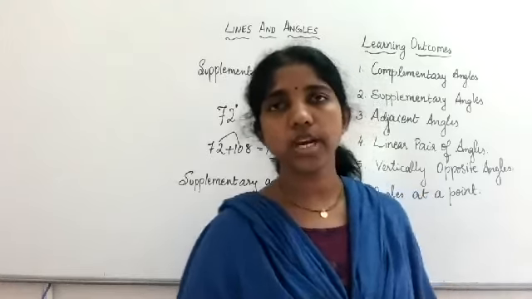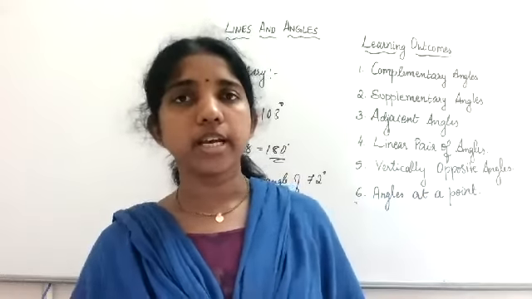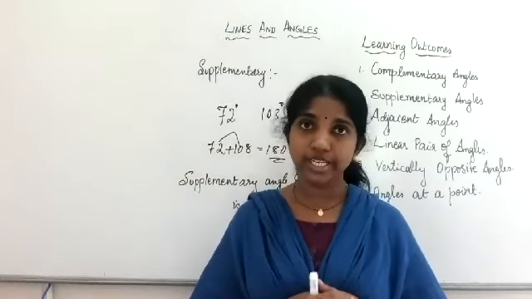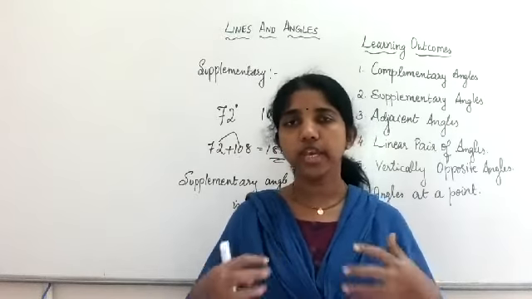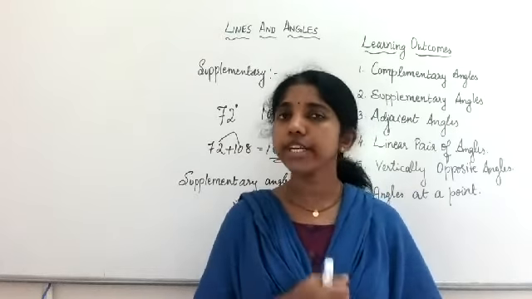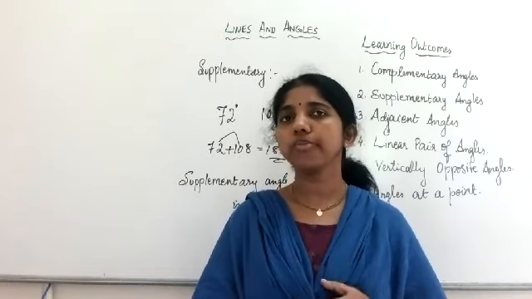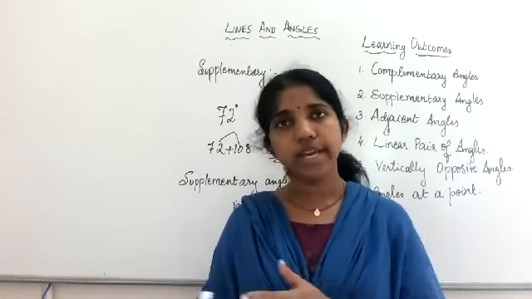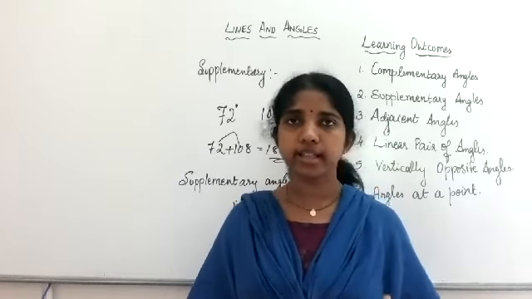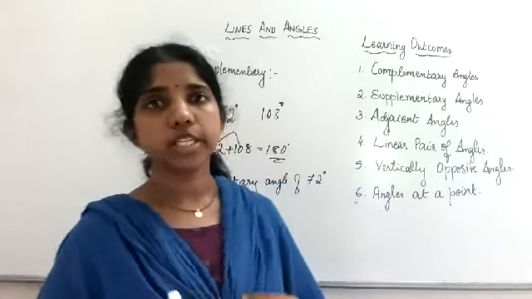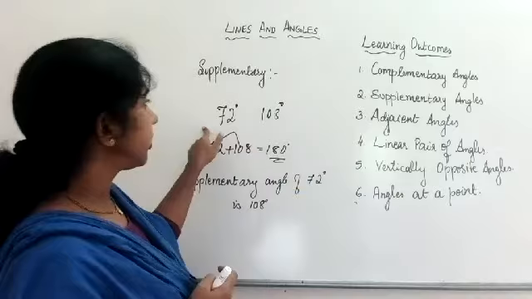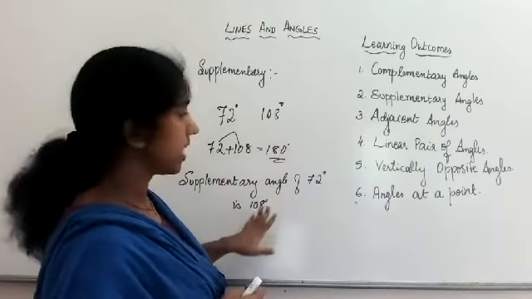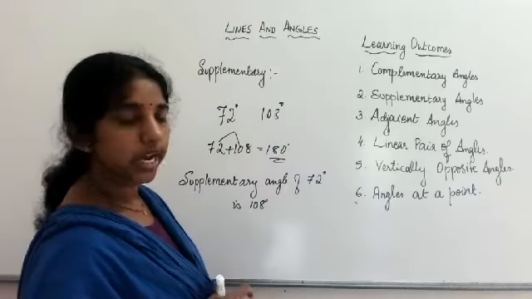So anyway, you can pick. Supplementary angle means when you add two angles, their sum should add up to 180 degree. So if they give you two angles and ask you to identify whether they are supplementary angles, what you have to do is add those two angles. If their sum adds up to 180 degree, then those angles are called supplementary angles. So here 72 and 108 degrees make 180 degree. So this is a supplementary angle.